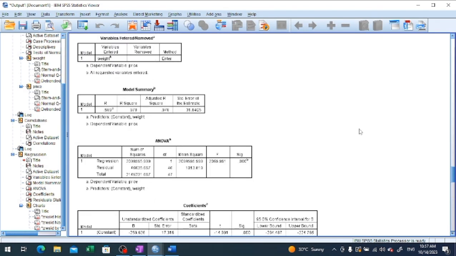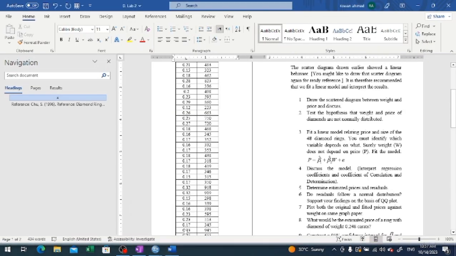Now one by one we will try to answer the questions given in this task sheet. We have fitted the model, and then question number 4. In question number 4 we have discussed the model already. We have interpreted regression coefficients, coefficient of correlation, and coefficient of determination, all in the previous lecture video connected to the same content. Then in question number 5, we are asked to determine estimated prices and residuals.